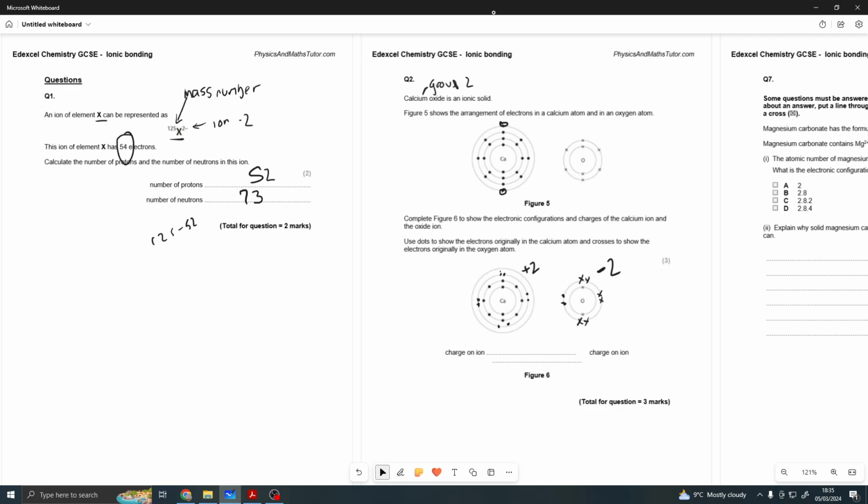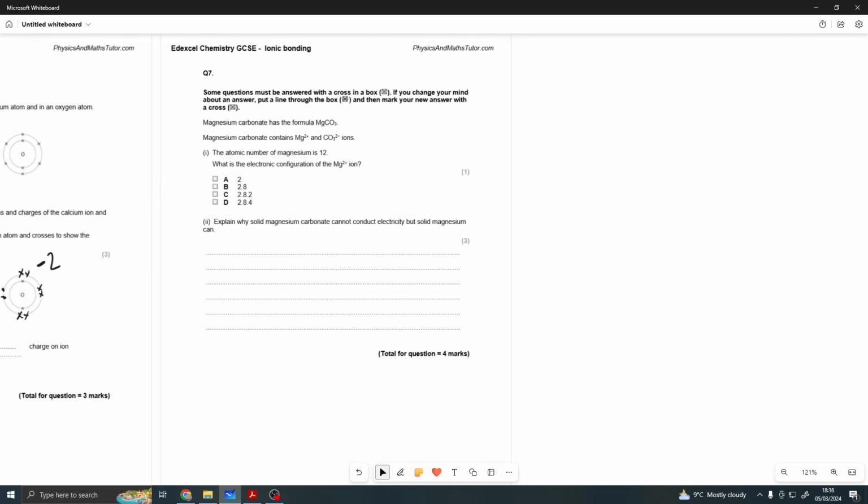Nice. That's another 3 marks. Job done. 1 mark for the calcium, 1 mark for the oxide, and 1 mark for the charges. Now, our next question, question 7. I've jumped around a bit. I cut some questions out just to make it all good.